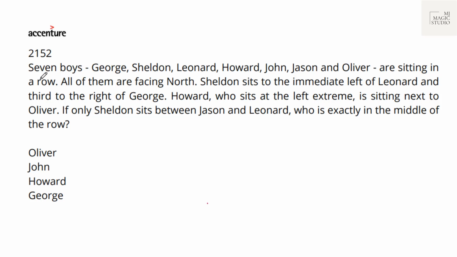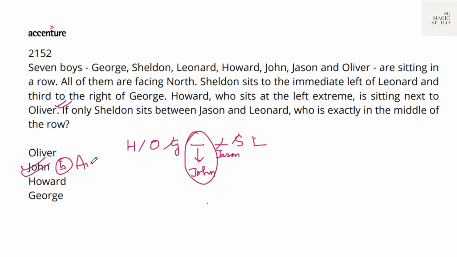Okay, again we have the same set of data. 7 boys are sitting, all of them are facing north. Sheldon sits to the immediate left of Leonard. Okay, we know this drill. We have Howard, Oliver, George, then 2 places empty, and then Sheldon and Leonard. But here we have extra data. If Sheldon sits between Jason and Leonard, this position is Jason, then this has to be John. Who is exactly in the middle of the row? In the middle of the row is John. Option B is the pick.